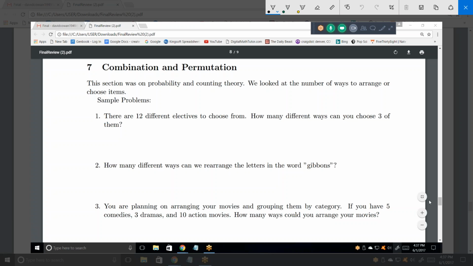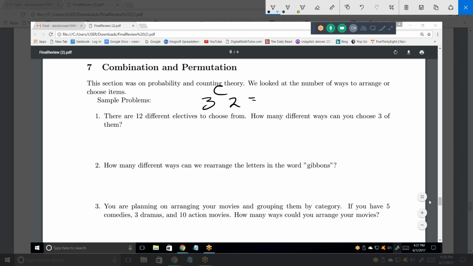Probability and counting theory. First of all, do you know what this 3 choose 2 is? How to figure that out? 3 choose 2. What's the answer? That's the way it's pronounced.